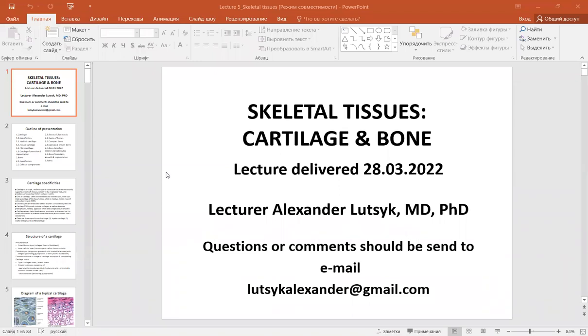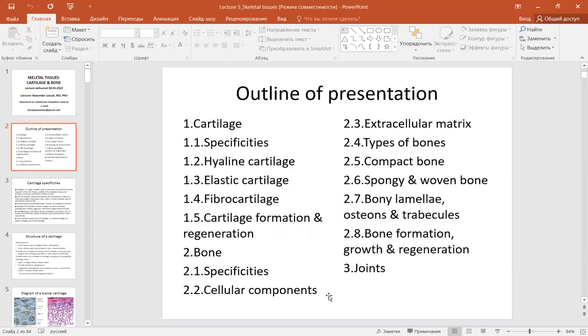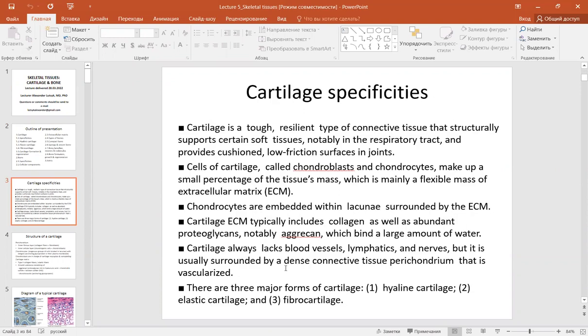Today I will talk about skeletal tissues, which are a subdivision of the connective tissues of the human organism. Namely, I will talk about cartilage and bone, which form the skeleton. Cartilage is a tough, resilient type of connective tissue that structurally supports segments of tissues, notably in the respiratory tract, and provides a cushion and low-friction surface in joints.